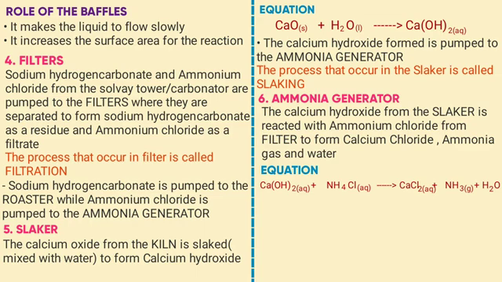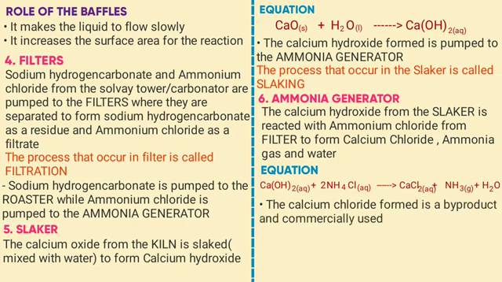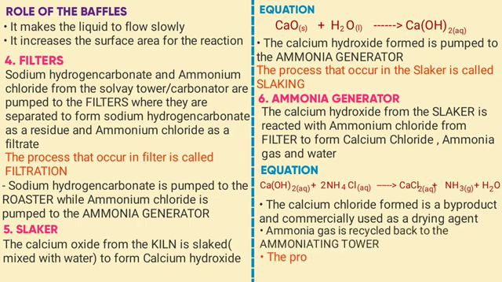To balance the equation, place 2 where there is ammonium chloride and 2 where there is ammonia gas. Now the calcium chloride is formed as a byproduct, so it is emitted outside. That is commonly used as a drying agent. Ammonia is recycled to the ammoniating tower. The process that occurs in the ammonia generator is called ammonia regeneration.